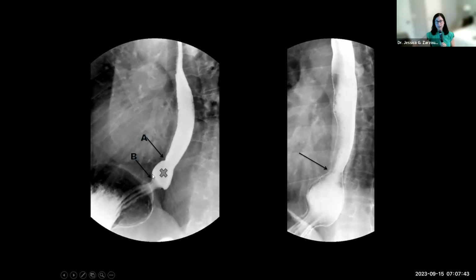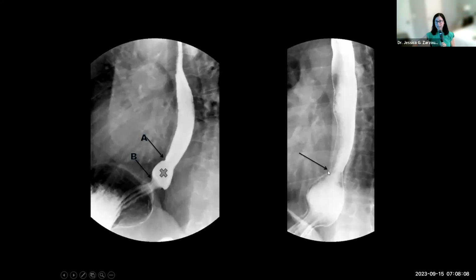So here is an image of the esophagus filled with barium. This X is designating the esophageal vestibule here. The esophageal vestibule is bordered superiorly by the A ring and inferiorly by the B ring. The A ring is a muscular band that will relax and contract normally with esophageal peristalsis.